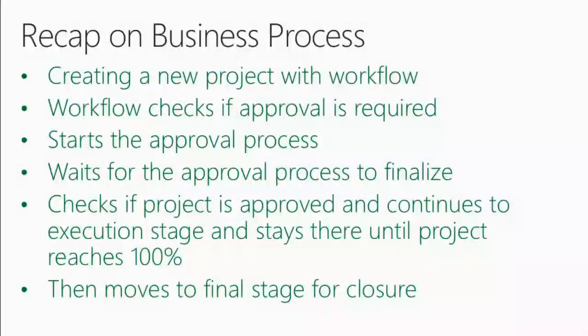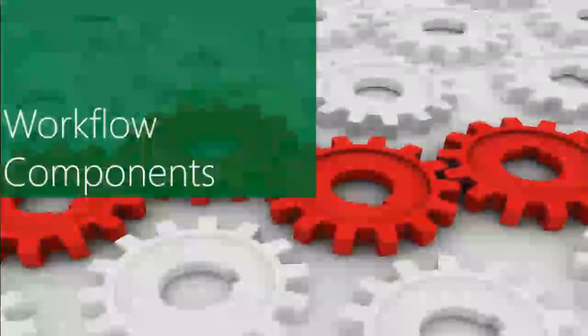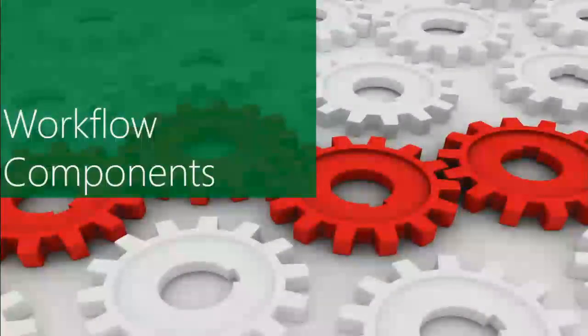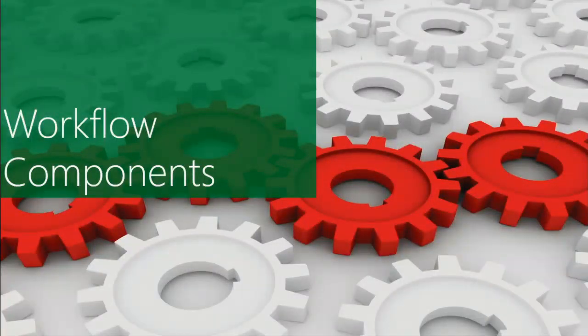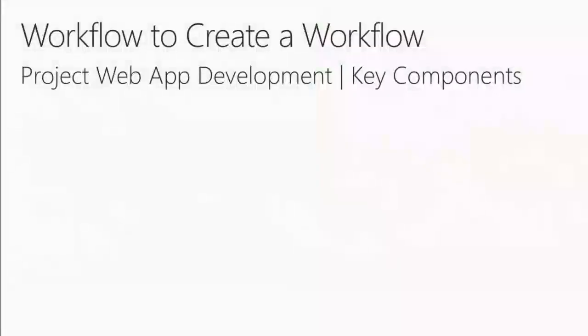So a quick recap, I created the project. I sent it for approval. If it's approved, it's going to the execution stage. It's waiting for 100% completion and then moves to closure. Okay? So I'm going to go ahead. If you have any questions, you raise your hand. So, okay. So the workflow components, I've seen many hands up, which means you all know about them or about these ones. So I'll go really, really fast.